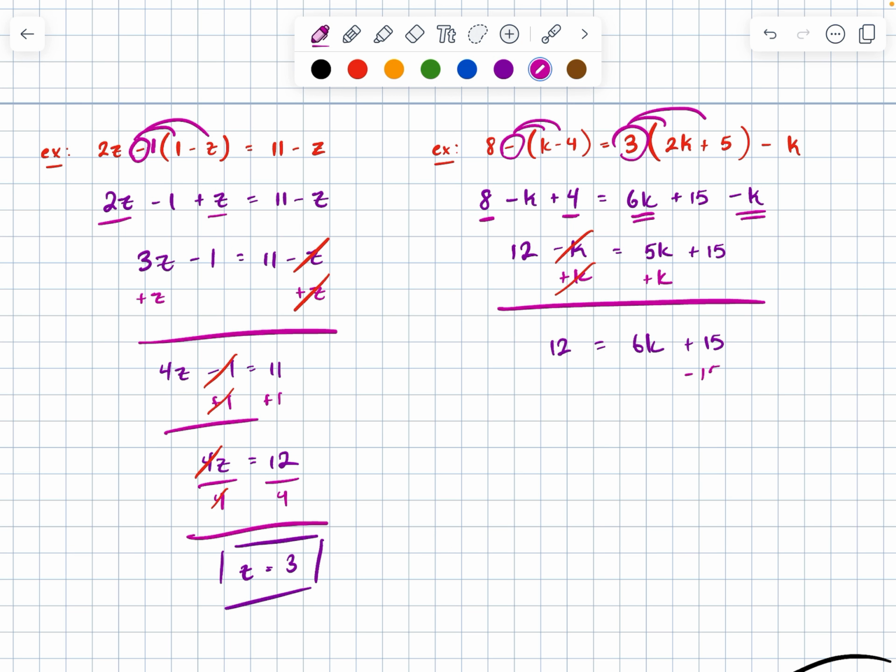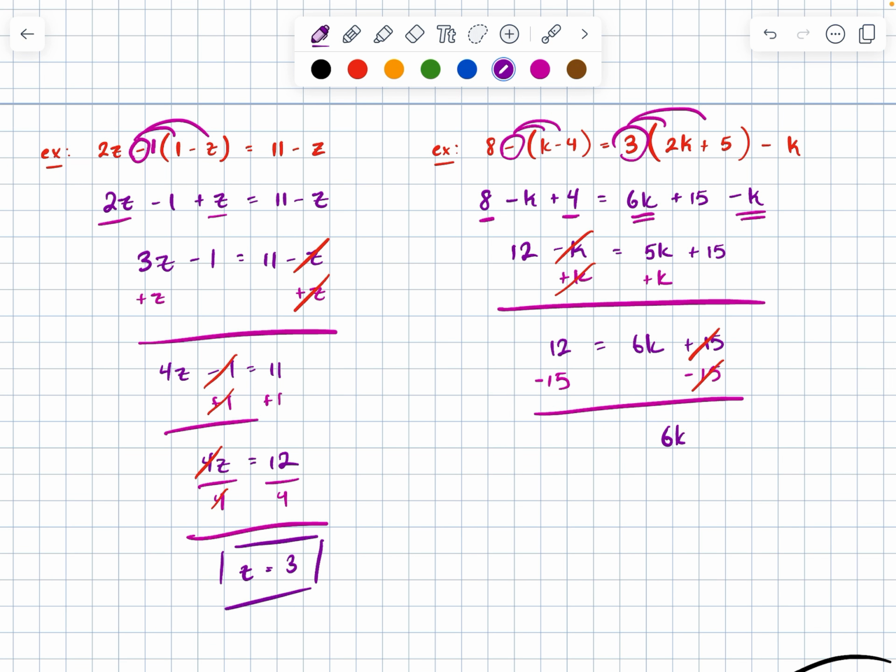Now I want to get k by itself. Reverse order of operations, once again, is going to help us get our way through. We'll subtract our 15 first because subtraction and addition come before multiplication and division in the reverse of PEMDAS. So in this case, 15 and negative 15 are going to undo each other. I'm left with 6k. 12 minus 15, that's negative 3.